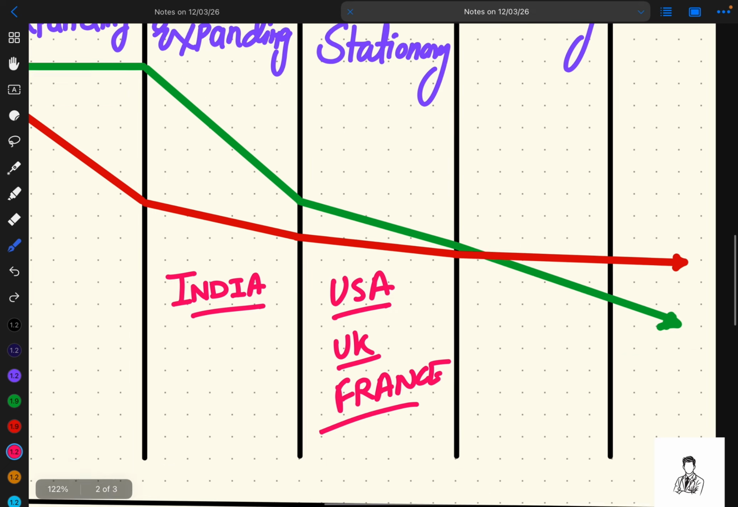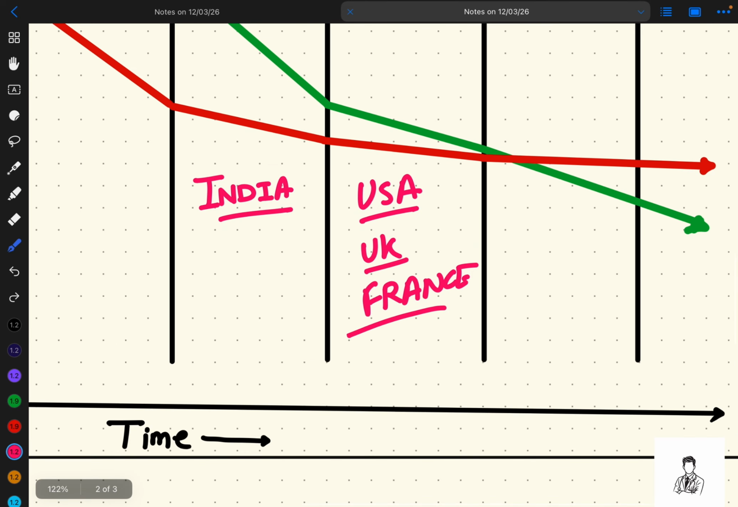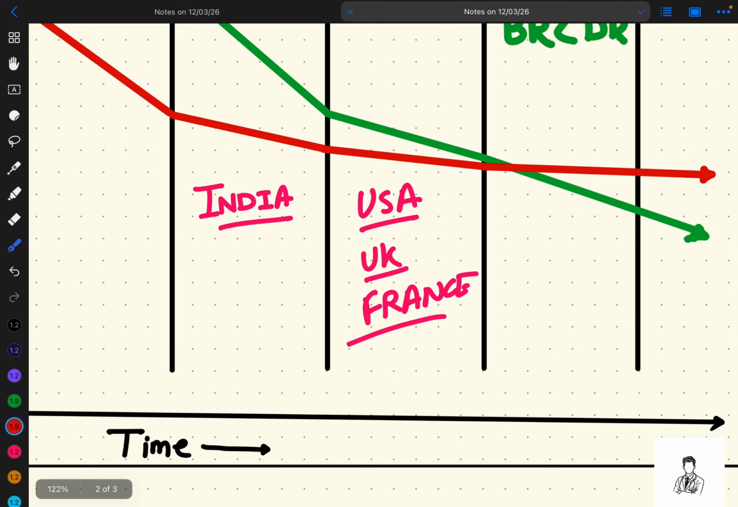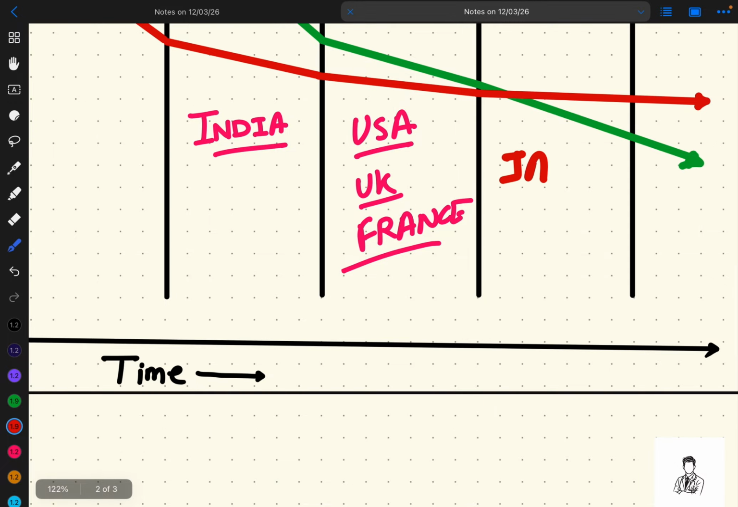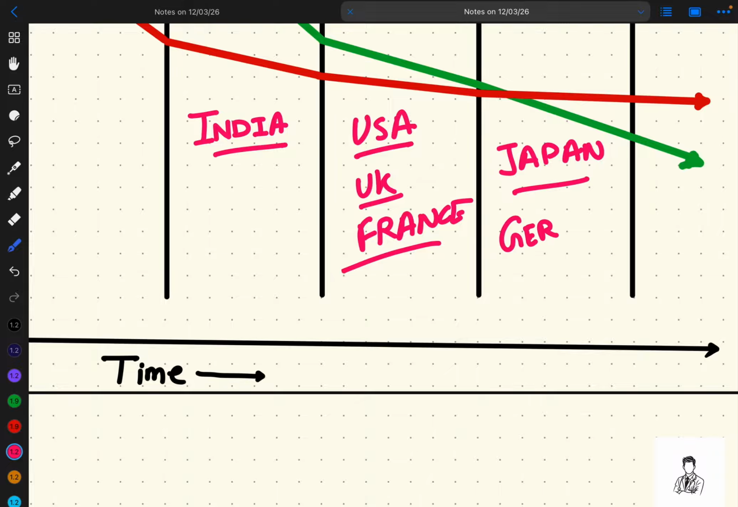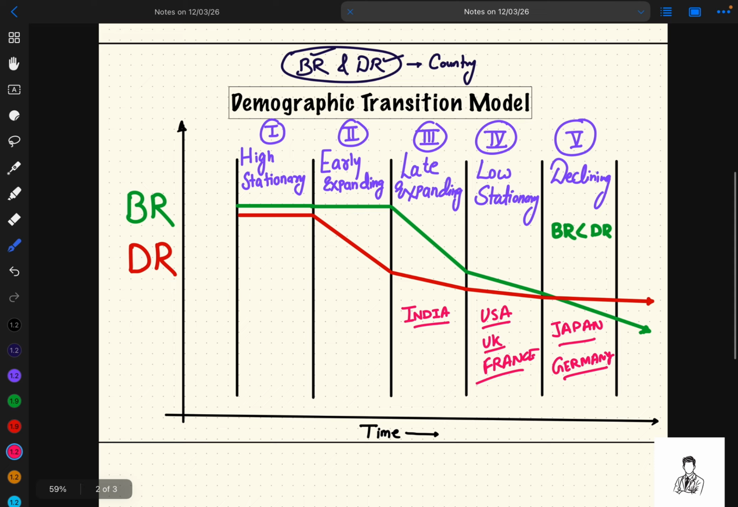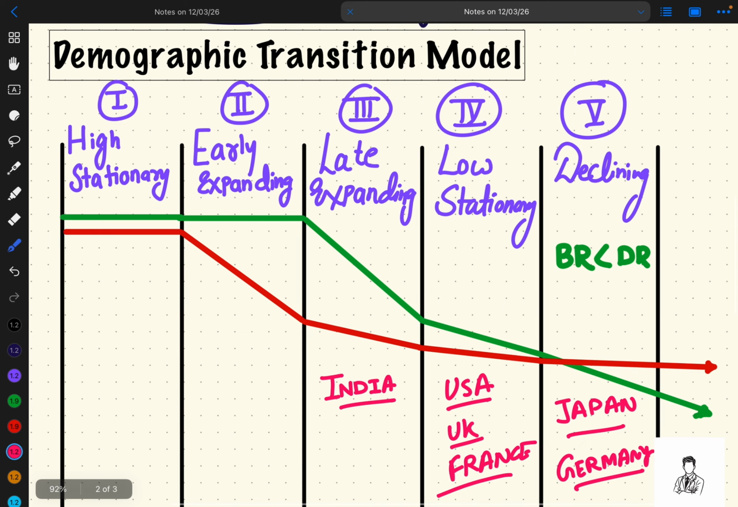In declining population, that means birth rates are less than death rates. We will see this example in Japan, Germany. Okay, see, you are now aware that population will shrink here, population will decline.